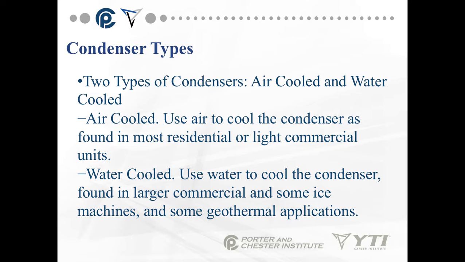We have two types of condensers, two overall categories: air-cooled and water-cooled. Air-cooled is what you're finding on most of your residential air conditioning, most of your restaurant equipment these days, most of the smaller type systems, until you get to big commercial high-end systems. It uses air to cool the condenser coil. In other words, we have fans that pull air across or through the coils, and there are fins on the coils to expand the surface area.